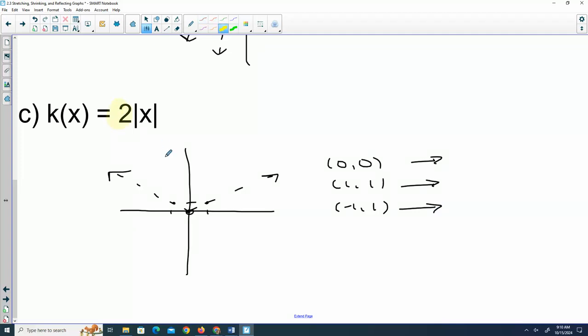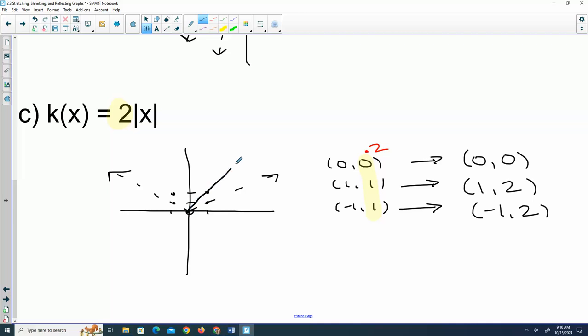2 is the outside. Does outside change x or y? Y. And outside does what it says. So I'm taking all of these times 2. So x doesn't change, y times 2. So we get 0, 0, 1, 2, and negative 1, 2. So then we can see this is a vertical stretch. It made our graph get skinnier because you're basically holding that bottom and stretching the sides up. All right, we definitely need some more of these still.